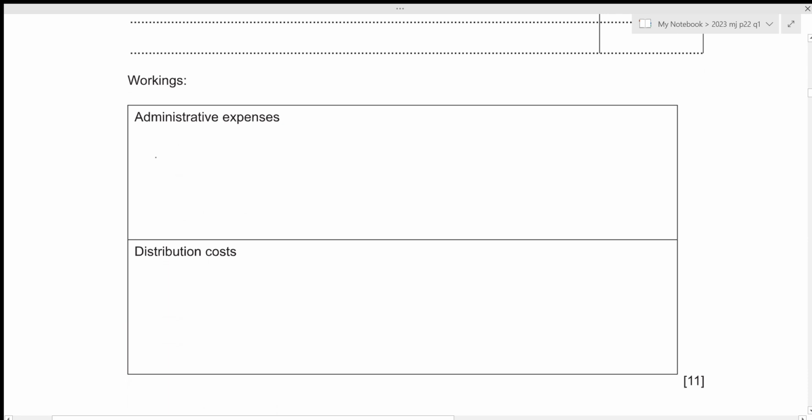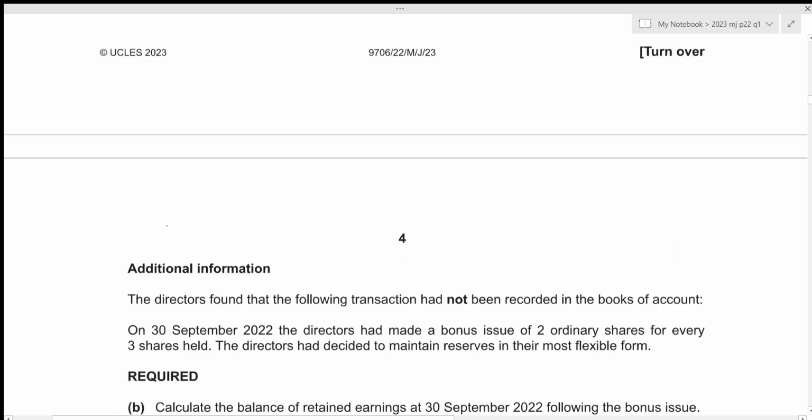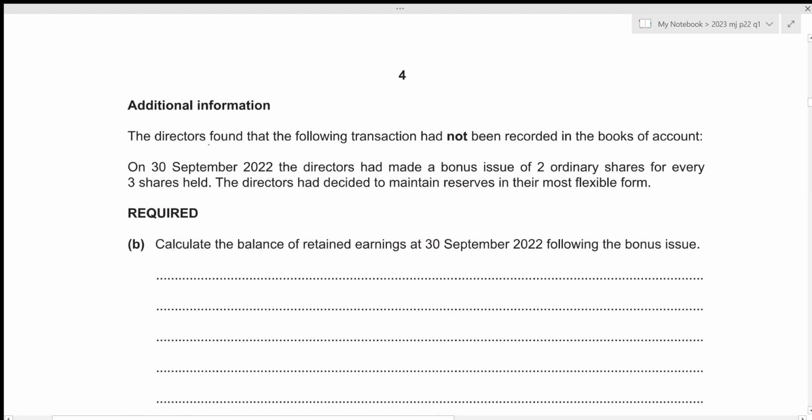Okay, we were given the working section right here. So you guys should be showing your workings for administrative expenses as well as distribution costs in this particular box so that you get your markings correctly. Now, we're given additional information. The directors found that the following transaction had not been recorded in the books of accounts. On 30 September 2022, the directors had made a bonus issue of 2 ordinary shares for every 3 shares held, and the directors had decided to maintain reserves in their most flexible form. We now need to calculate the balance of retained earnings at 30 September 2022 following the bonus issue.